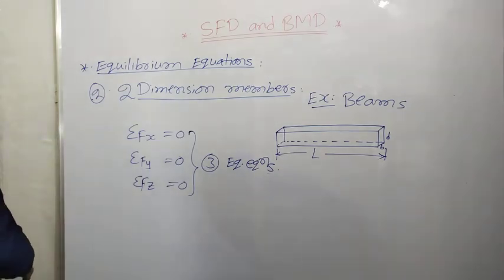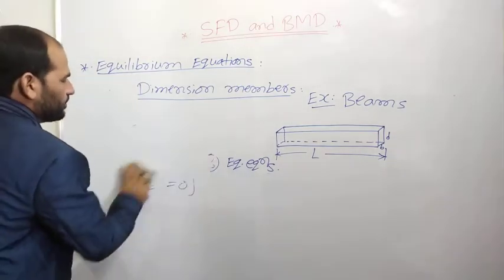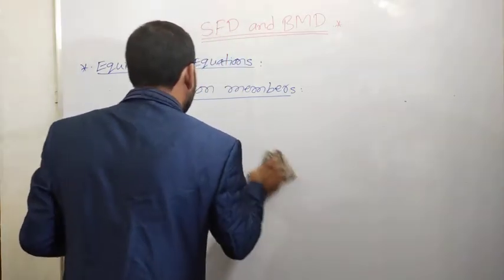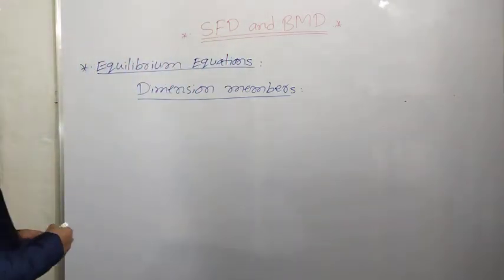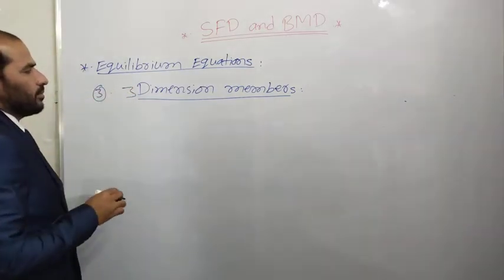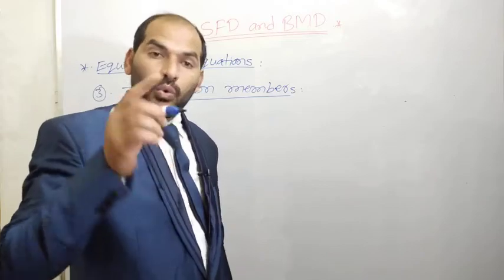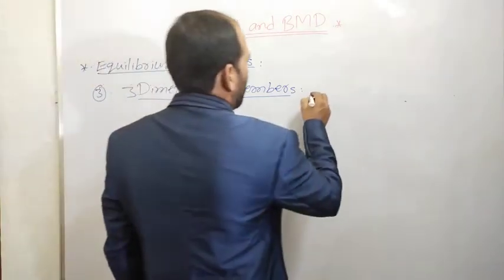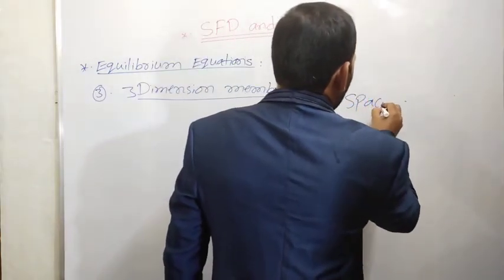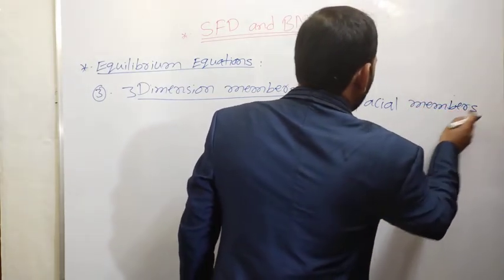Alright, next one is the equilibrium equation in a three-dimensional member. If you consider a three-dimensional member, the third one is the 3D member. What is an example of a three-dimensional member? An example of a three-dimensional member is spatial members. What is meant by spatial members?